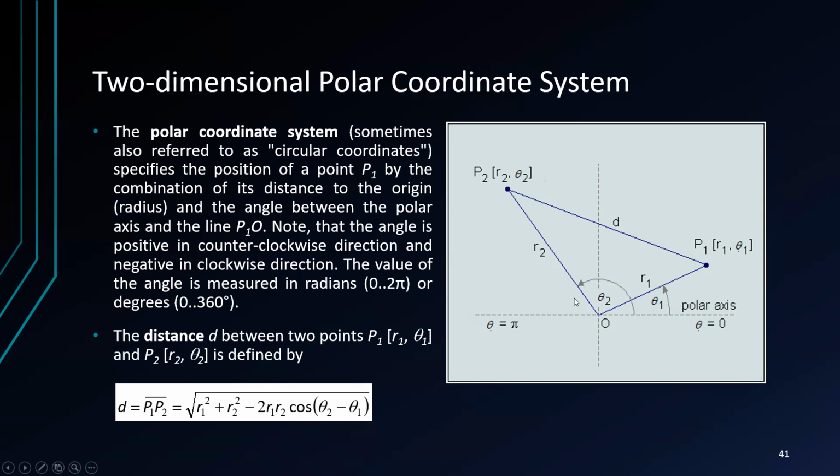The value of the angle is measured in radians from 0 to 2 pi and in degrees 0 to 360. Paikot. Yan. The distance D between 2 points P1 R1 theta 1 and P2 R2 theta 2 is defined by D is bar P1 P2 is the square root of R1 squared plus R2 squared minus 2 R1 R2 times cosine of theta 2 minus theta 1. Yan, ito yung angle between the lines.